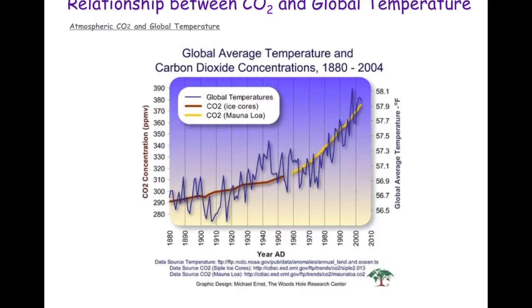It's important because for the past 40,000 years, the level of carbon dioxide has been steady at about 300 parts per million for our planet. It's only been the past 50 years that that level has skyrocketed.